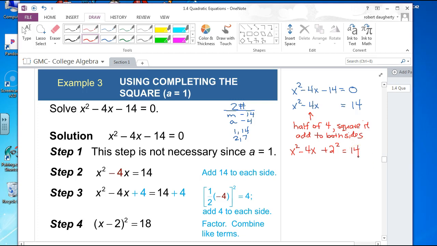If I add 2 squared to the left side of the equation, what do I have to add to the right side of the equation? I've got to add the same thing. So if you look from this step to this step, these are the same equations. All I did was add 2 squared, or 4, to both sides of the equation.